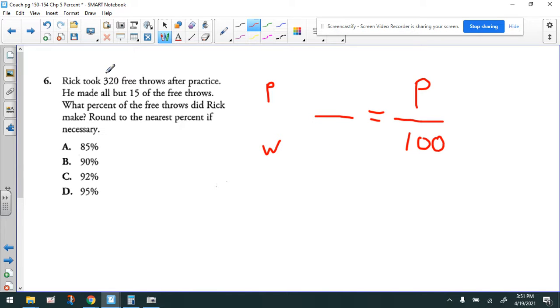So if he took 320 free throws, that's the all of it number. That's all of the free throws. Now what makes this a little bit tricky is it said he made all but 15. So that's what he didn't make. Now they want to know the percent of free throws that he did make, not what he didn't make. So we need to subtract this number 15 from 320 to get how many that is.